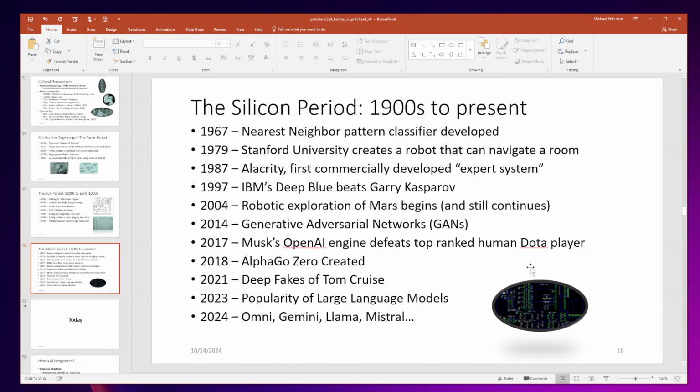So in the 60s, the nearest neighbor classifier was developed. Stanford created a robot that could navigate a room in the 70s. And then as you move into the 2000s, 2014 was pretty interesting because generative adversarial networks came on the scene. And then large language models, of course, are all the rage. From 2020 to 2021 and 2023, there was a lot of work around large language models.